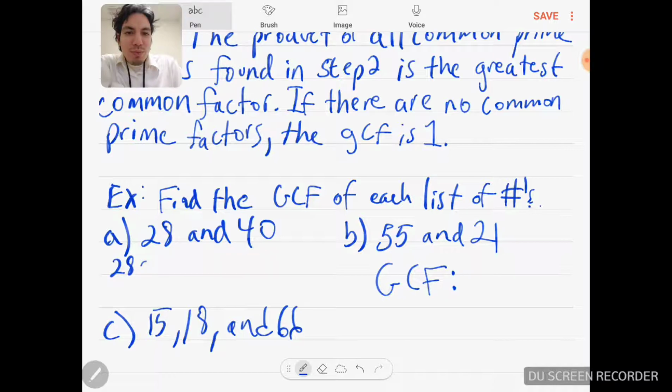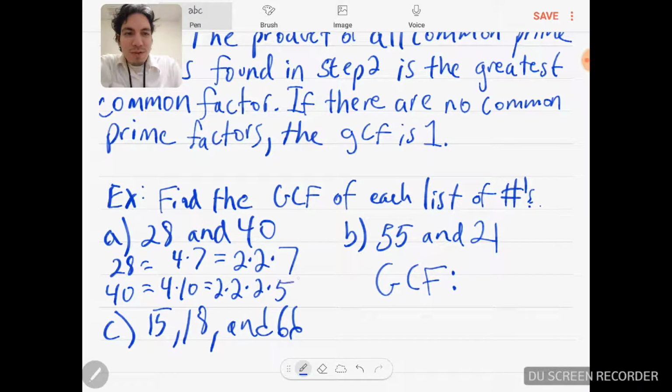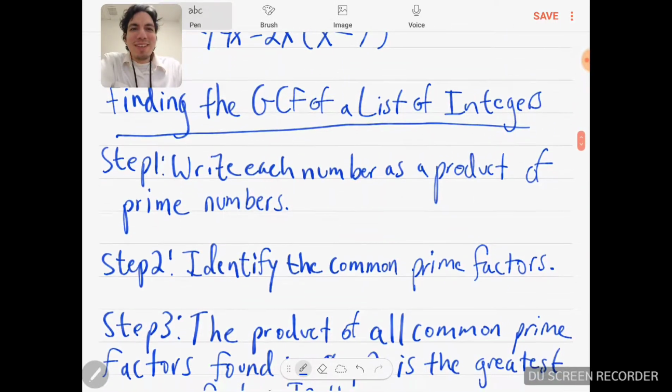So 28 would be 4 times 7, but you can break that up to 2 times 2 times 7. And 40 can be 4 times 10, which can be broken up to 2 times 2 times 2 times 5. So in this case, the GCF is again 4, since these are the greatest common factors. That makes more sense, because I literally ignored what it was saying here.